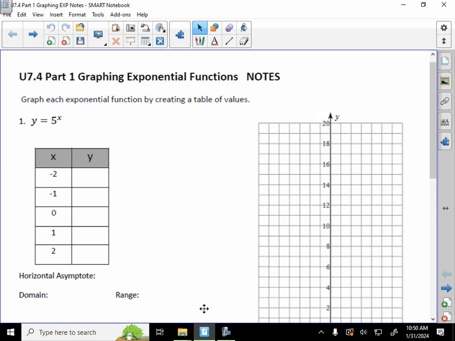So we can make an x-y table, and we can use from -2 to +2, so 5 values, to find the y coordinates. Then we can plot these ordered pairs so we can see the shape. If we put -2 in for x, you can use a calculator on this also, but 5 to the -2 is the same as 1 over 5 to the +2, which is 1 over 25, right? So again, you're just putting -2 in for x.